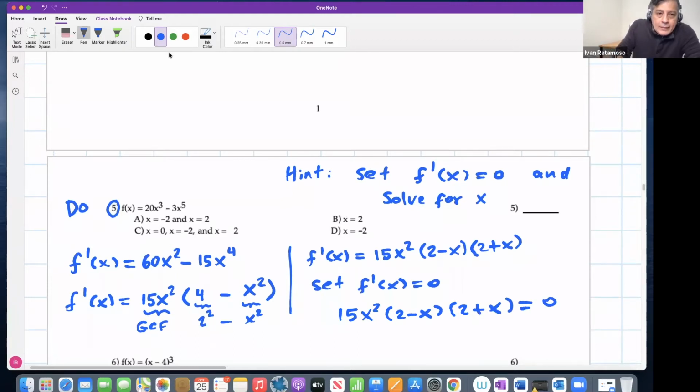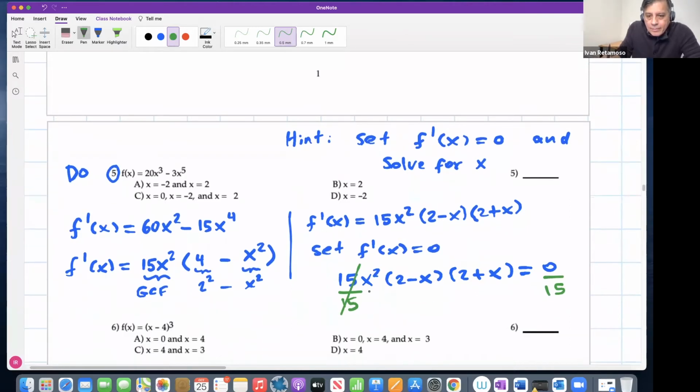15 is a constant. Don't worry about this constant, because if you divide both sides by 15, it will be gone. It's disappeared, and this is still 0. So pay attention to this part: x squared equals 0, 2 minus x equals 0. The factors containing the variable, set them equal to 0.